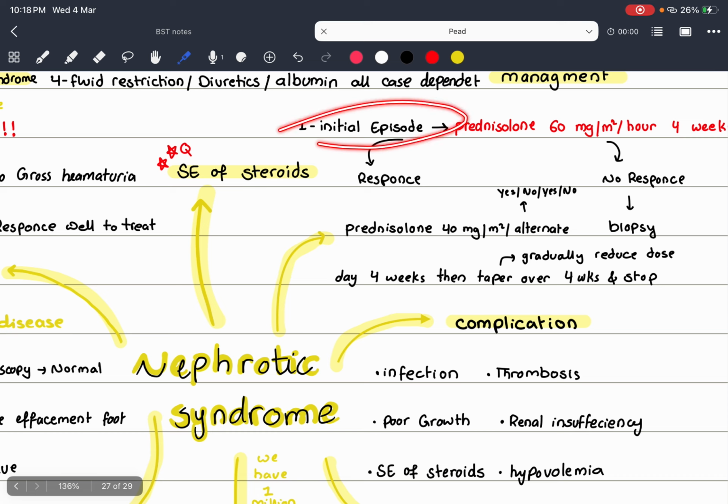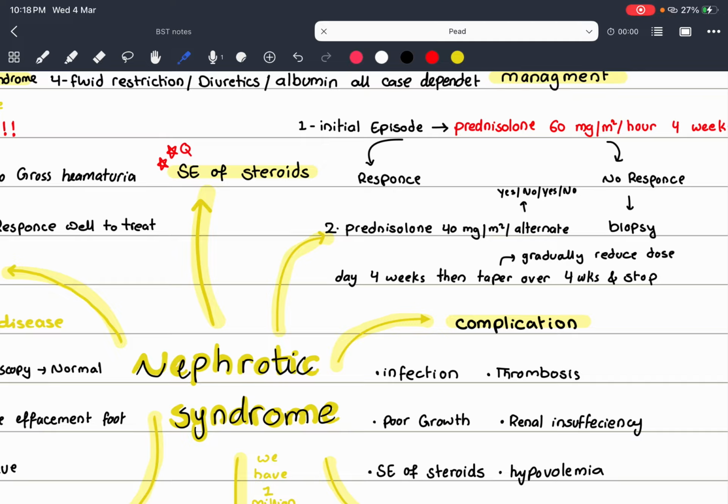And then this is the initial episode. Then for the second episode, you use prednisolone, but you reduce the dose to 40 milligram, and then it's alternate. So one day you give, one day you don't. Why? Because you're trying to reduce the dose and give the same effectiveness of the medication, but without getting the side effects of the steroids. If you take away the steroids suddenly, he'll have something like Addison's disease and very severe side effects that we don't want.